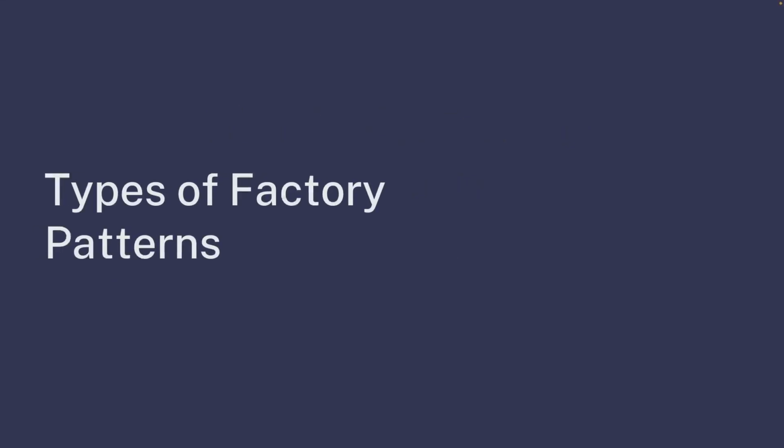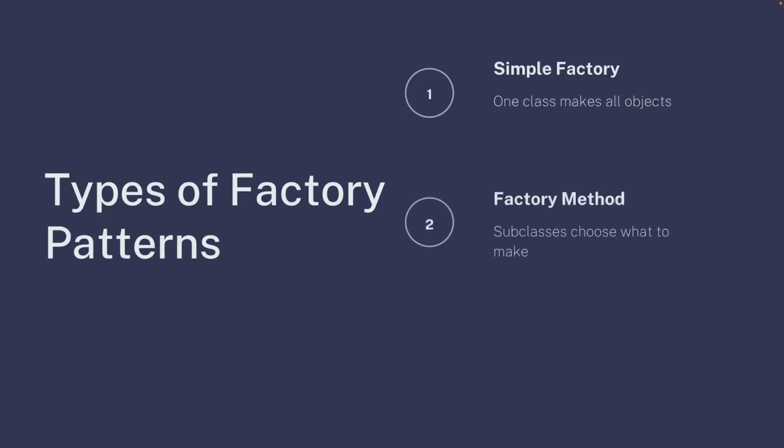Let's briefly outline the three main types we'll be working with. Simple factory. Not a formal design pattern, but a useful technique. It centralizes object creation in one class. Factory method. A base class defines a method for creating an object, and subclasses override it to customize what's returned. Abstract factory. A higher-level factory that groups together related factories to produce families of objects. Together, these give us increasing levels of flexibility and modularity as our systems scale.